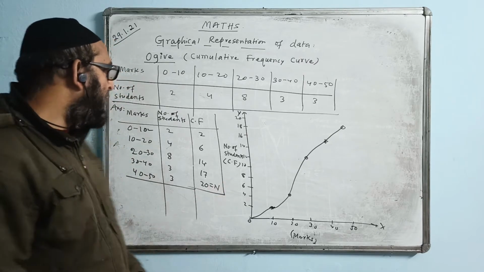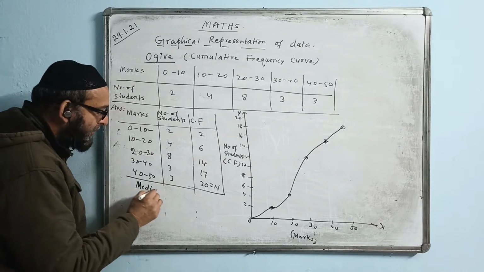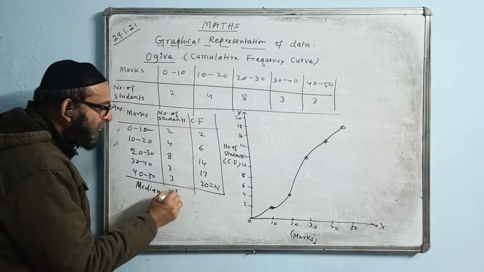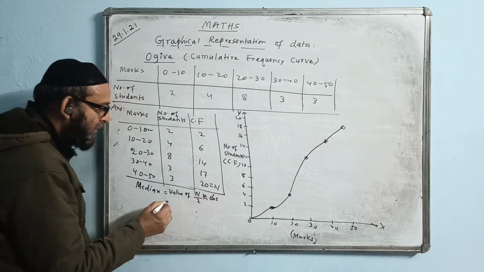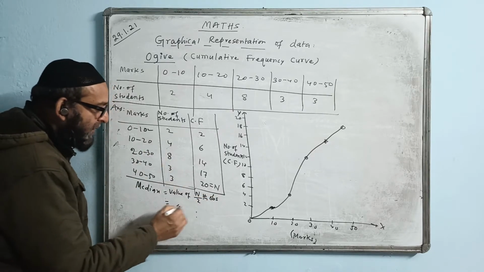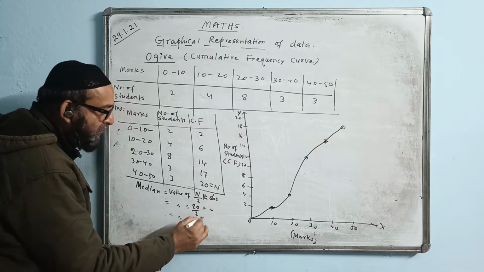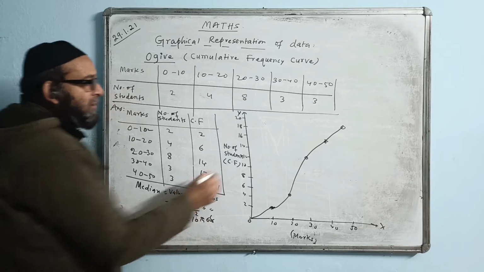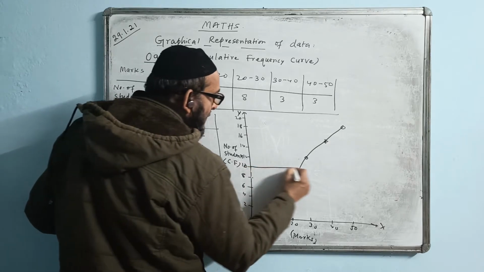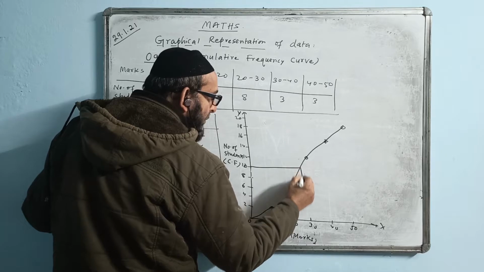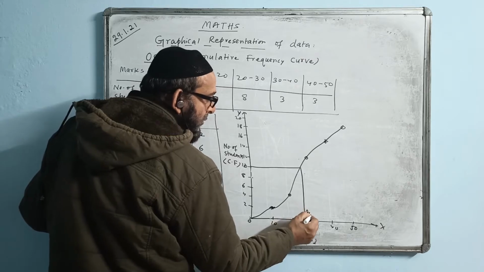Now ogive is done. Now they are asking you to find the median from the ogive. Find median. We write: median value will be the value of n by 2th observation. Median is half, actually. The value of n is 20, so 20 by 2th observation. That means the value of 10th observation. Where is the 10th observation? 10 is here. So we start from 10, we draw a line like this, and we draw a line down here.